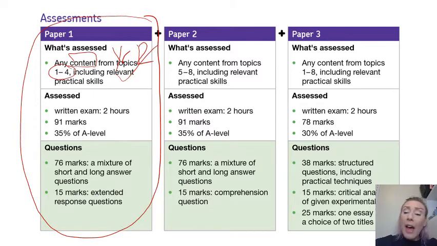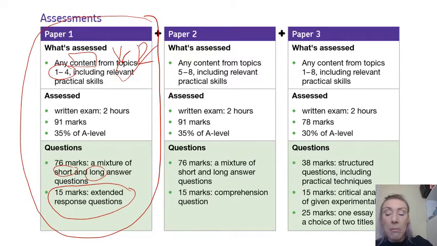Now, that exam looks very much like everything we've been practicing, every homework, every question pack so far in the course. It's a mixture of short and long answer questions. So these are the style of questions that we've been doing every homework, every question pack. It also includes another style of question we've been practicing a lot, which is the 4, 5 or 6 marker.